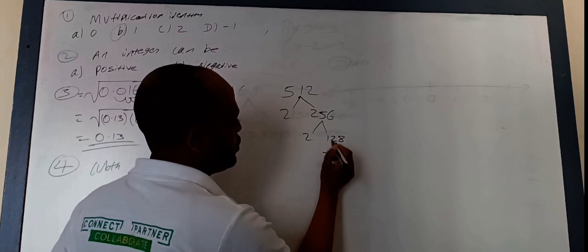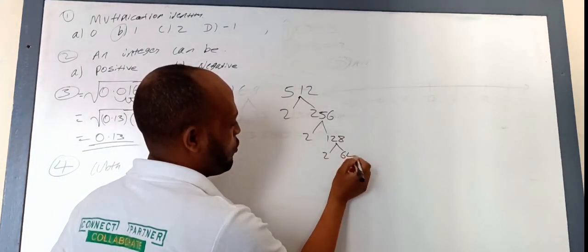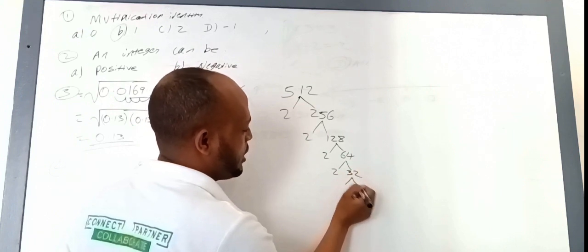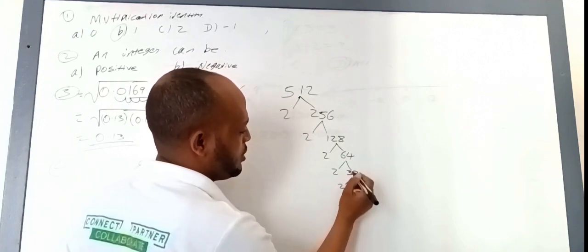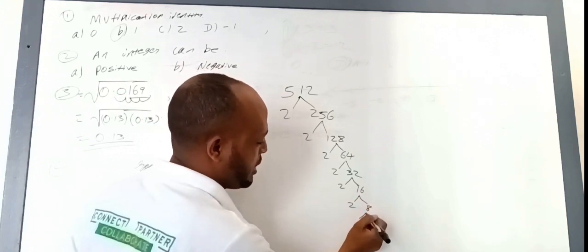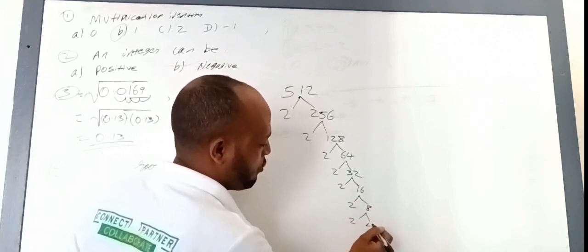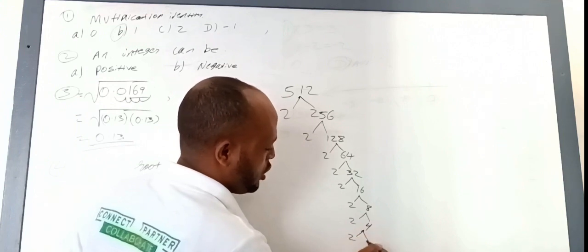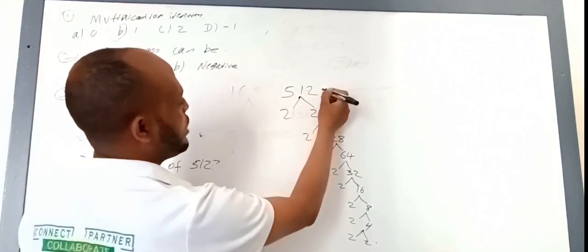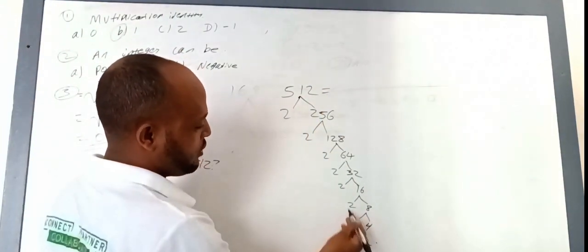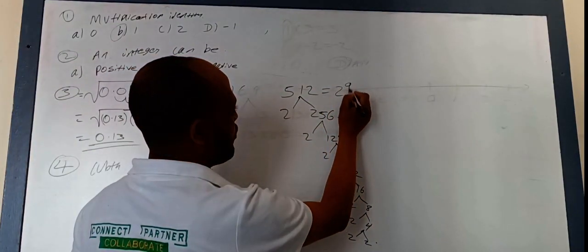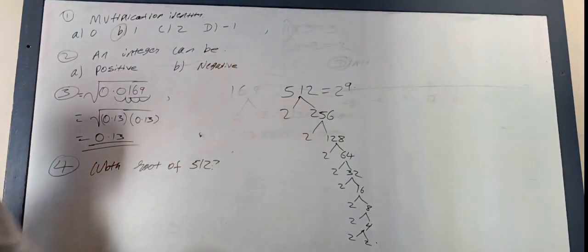When I divide it by 2, it will be 64. Divide by 2, it will be 32. Divide by 2, it will be 16. Divide by 2, it will be 8. Divide by 2, it will be 4. Divide by 2, it will be 2. So 512 is equal to 2 to the power of 9, counting 1, 2, 3, 4, 5, 6, 7, 8, 9. So 2 to the power of 9 now.